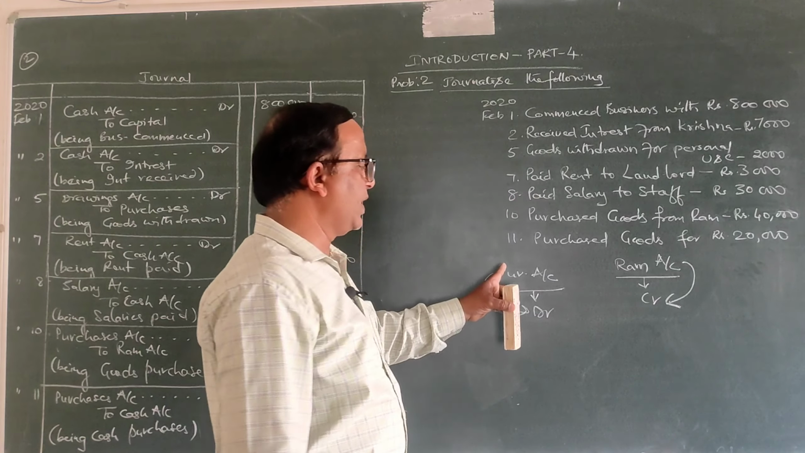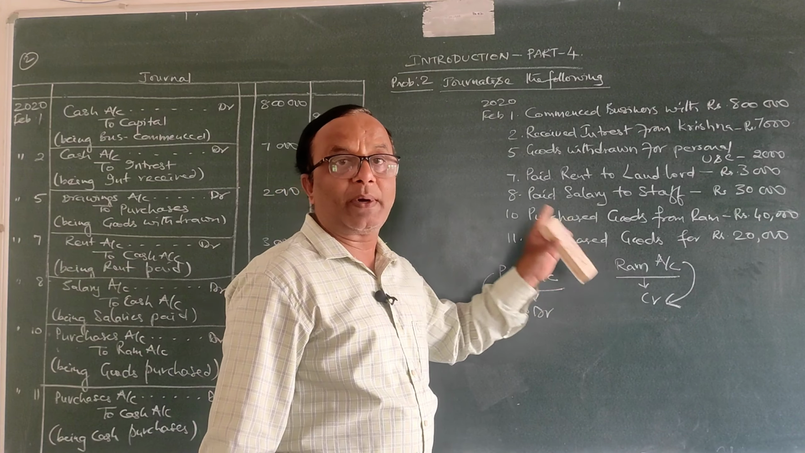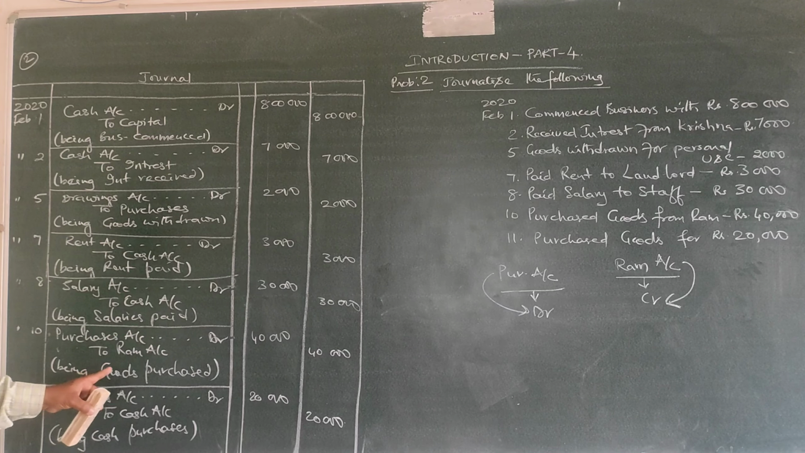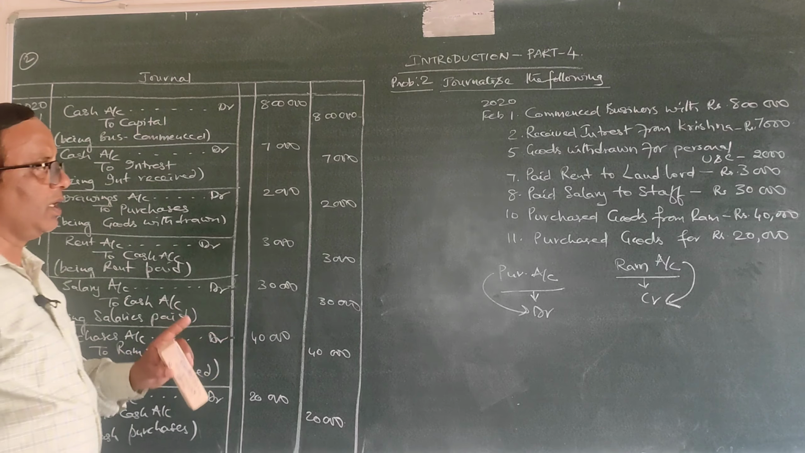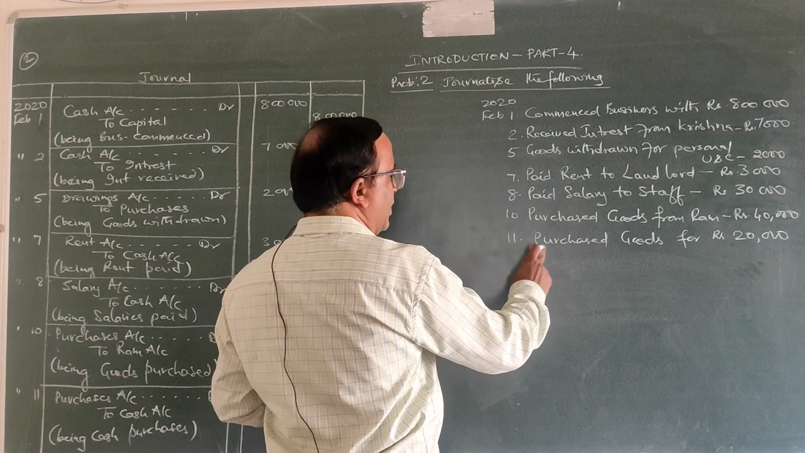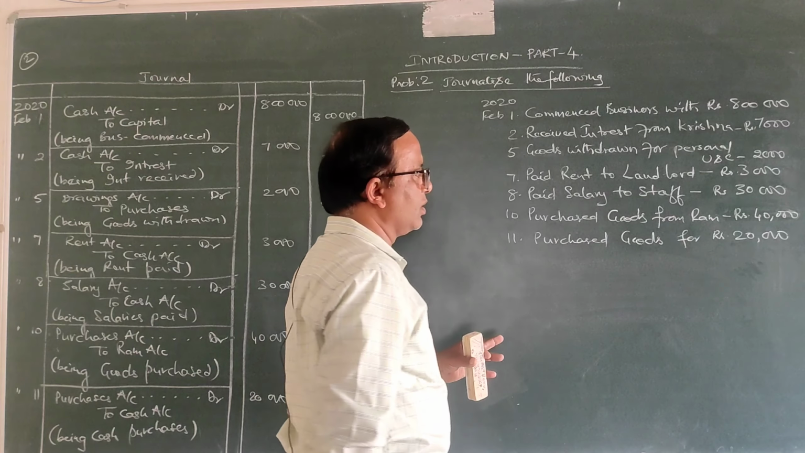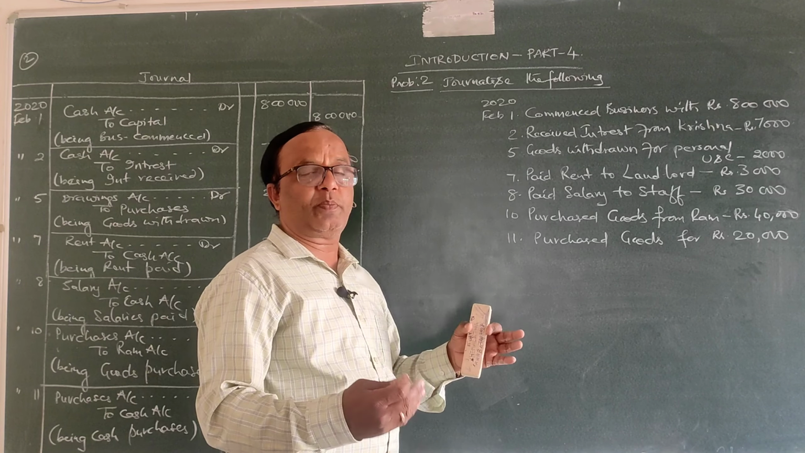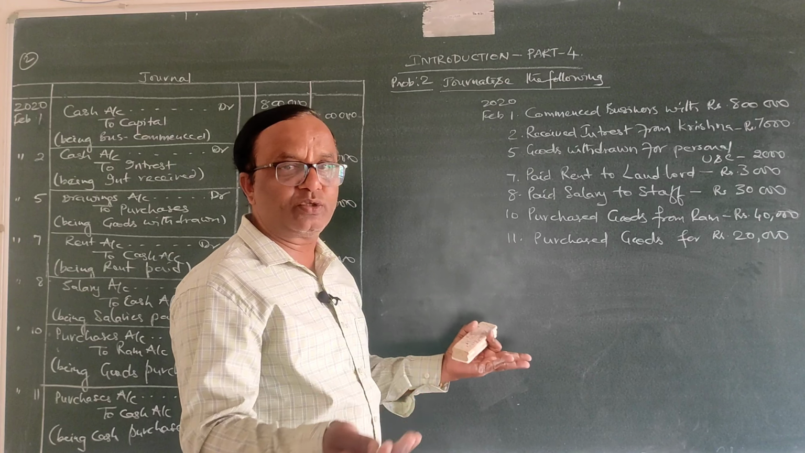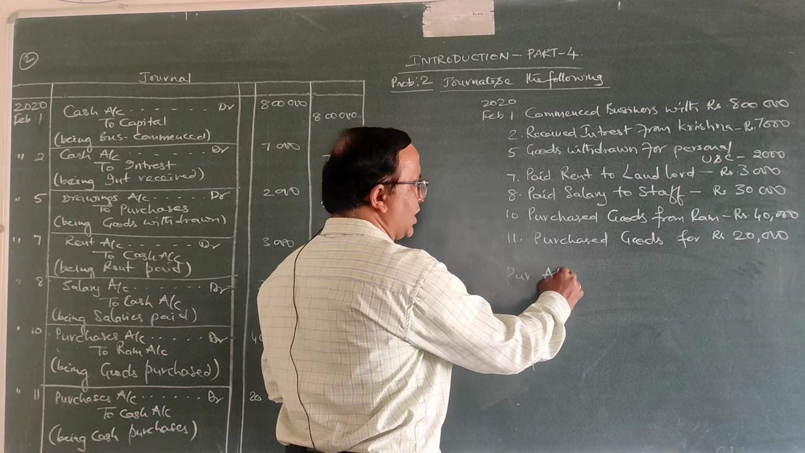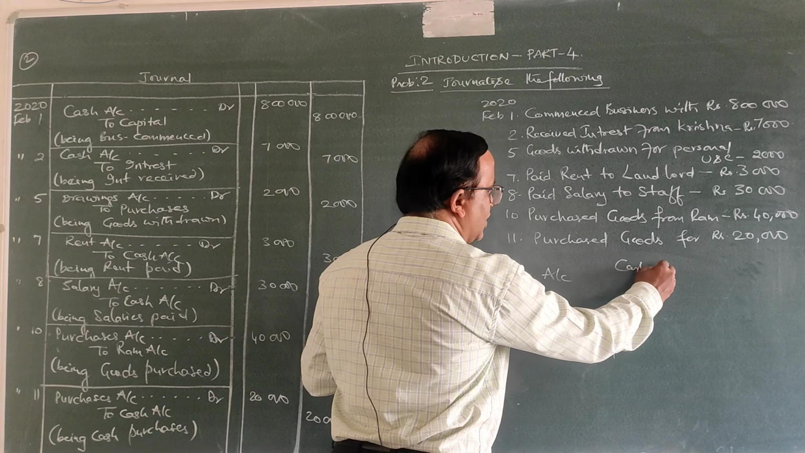So your entry will be purchase account debit to RAM account. See, purchase account debit to RAM's account. Being goods purchased. Right? So this is completed. Next one. On the 11th date, purchased goods for 20,000. You have purchased goods for 20,000, which means here you have purchased by paying cash because the name of the party is not given. It is a cash purchase. So the accounts affected are, one is the purchase account, another one is the cash account.